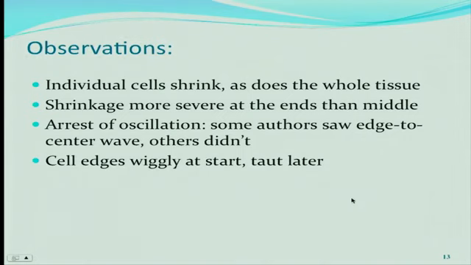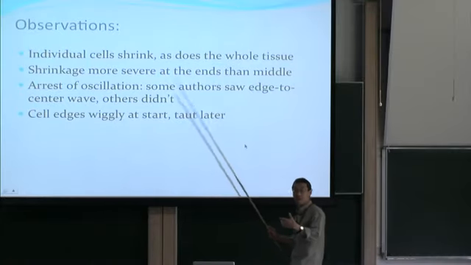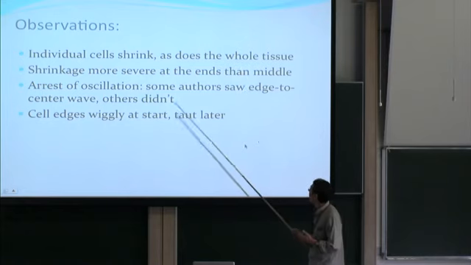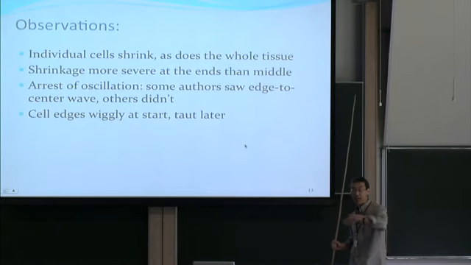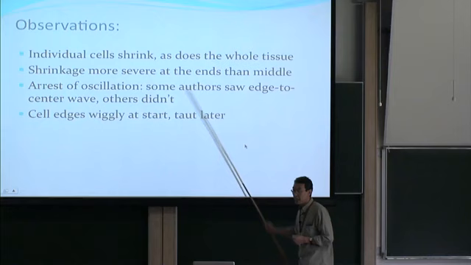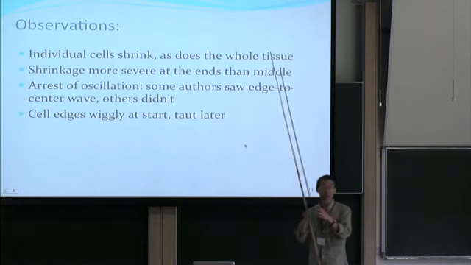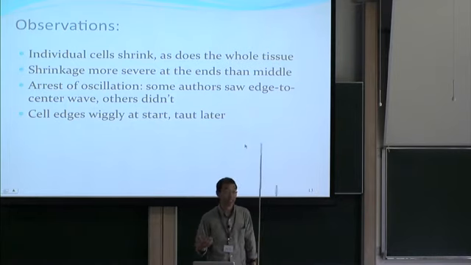Here's my list of observations. So I said you will see that individual cells shrink and the whole tissue shrinks. The shrinkage appears more severe starting from the edges. It's more severe than in the middle. And also, you would see that more of the cells would stop oscillating. And some authors said this appears in a sort of a wave emanating from the edges toward the middle of the tissue. Others disputed that, so that's kind of not clear. And you also see that initially the cell edges are very wiggly, but toward the end they become quite taut. So that tells you something about the forcing that's appearing in the tissue.